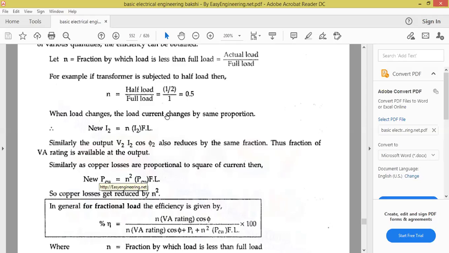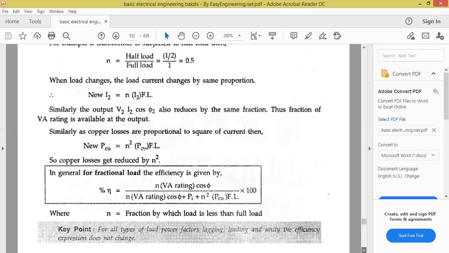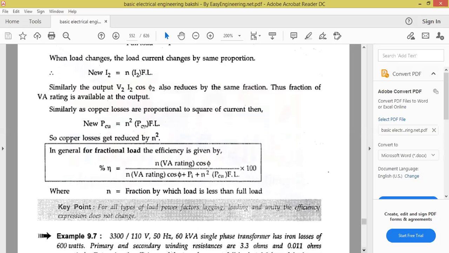So what is 50% load? n is equal to 50%, that is 1 by 2 of full load. Full load value is always 1, so n equals 0.5. Then it is 0.5 whole square into the copper loss at full load. So remember this n value and this copper loss formula, n square into copper loss at full load. With this formula, in an efficiency problem you will get the percentage.